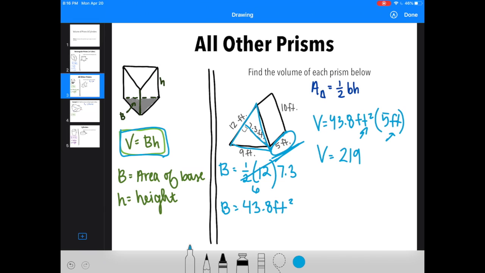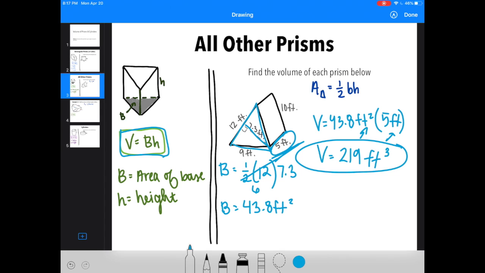Now, if I look back at my units in my equation, I have feet squared multiplied by feet. Remember, when you multiply exponents, you add your exponents. So 2 plus 1 is 3. So that's why when we do volume, or we solve for volume, our units are cubed. So my final answer is 219 feet cubed.